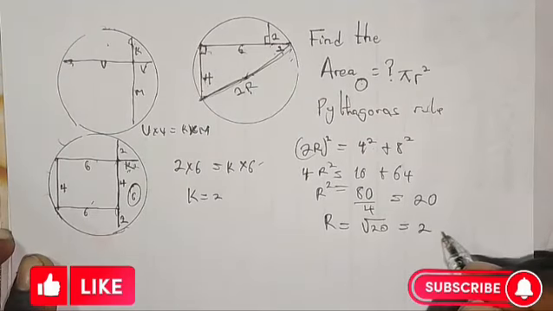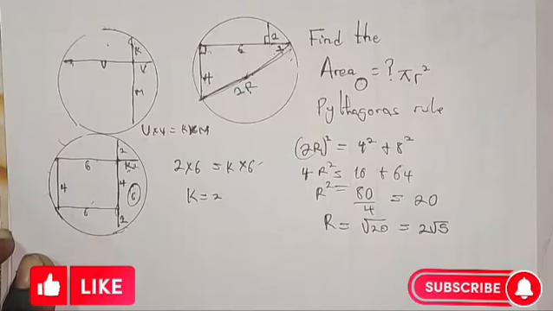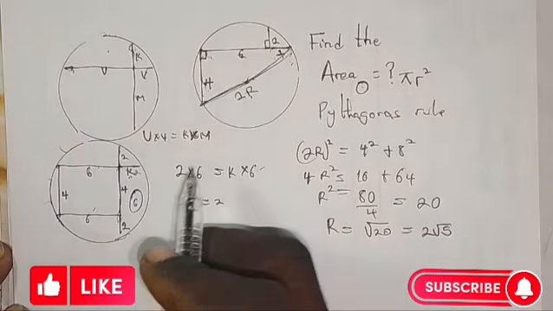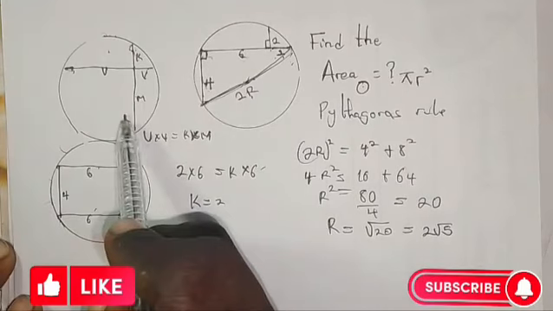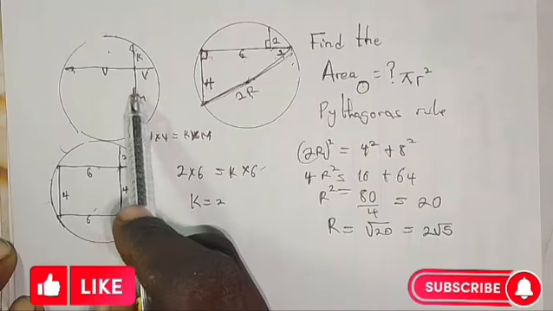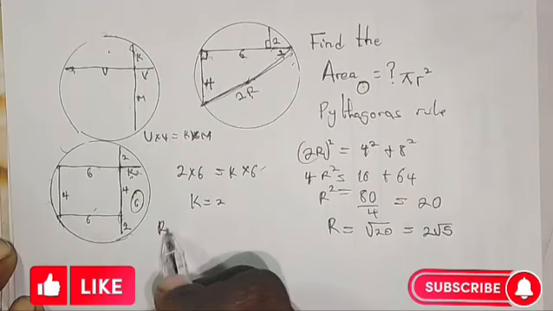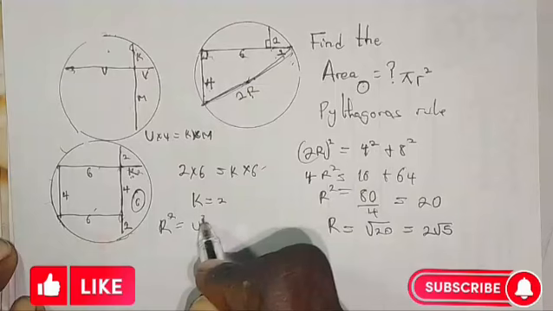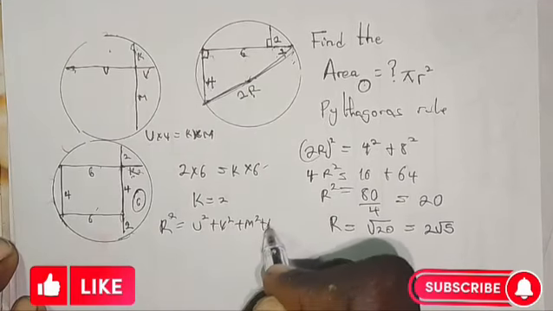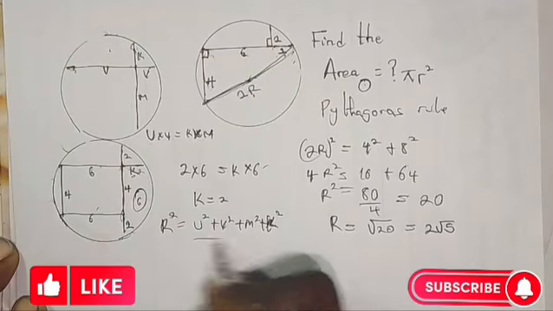which is the same as 2 root 5. The second method for finding the radius is also a theorem. The theorem states that, or is a formula rather. From this now, the formula says that r squared is equal to u squared plus v squared plus m squared plus k squared, all divided by 4.